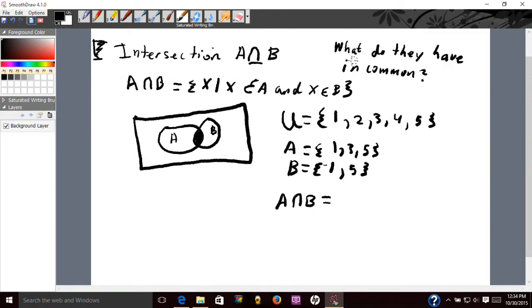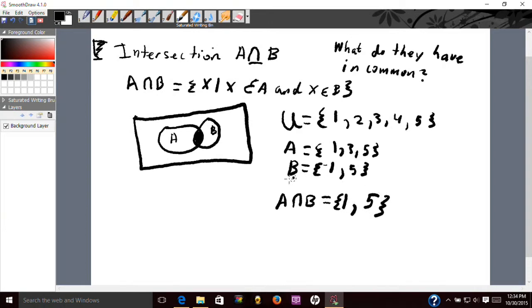So I want to know the intersection of these two. Well, I'm going to ask this question. What do they have in common? Well, A and B both have 1. Okay, so that's going to be included in my intersection. They don't both contain 3, so that can't be part of the intersection. They both don't have that in common. So they do have 5, so I'm going to write 5 here. A intersection B is equal to 1 and 5.